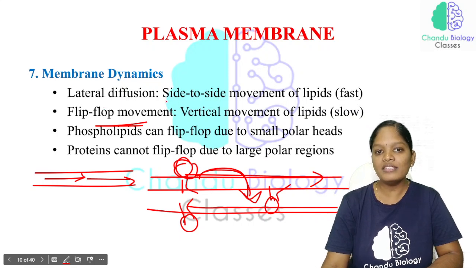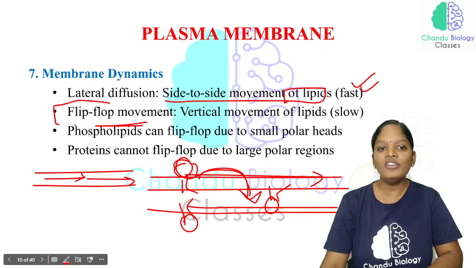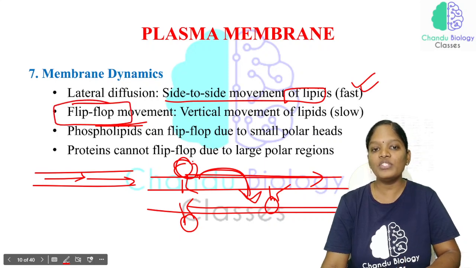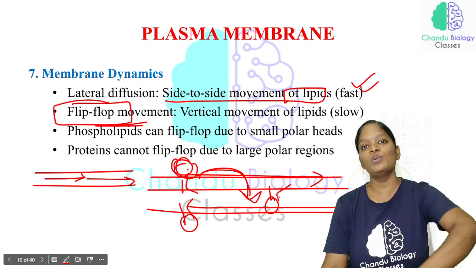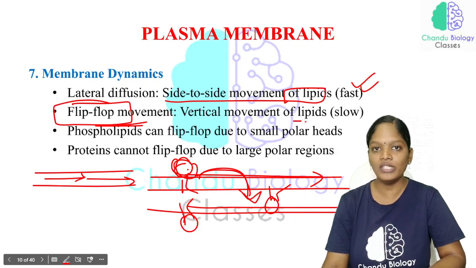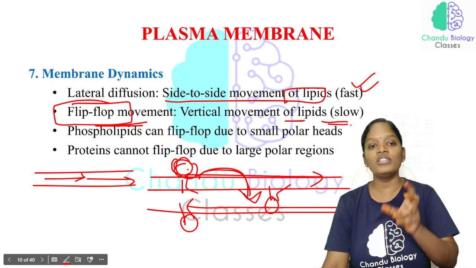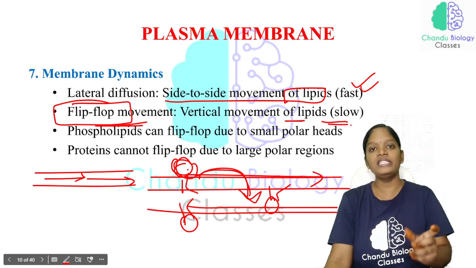Lateral diffusion means side-to-side movement of lipids. This is a fast movement. And the flip-flop movement is a vertical movement, which means suddenly it will flip downwards. This is the vertical movement of lipids, and this is very slow. For this flip-flop movement, definitely it needs energy.